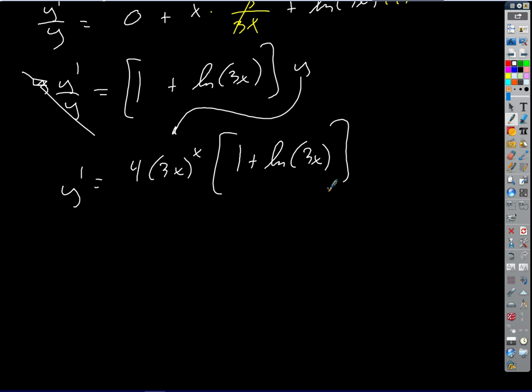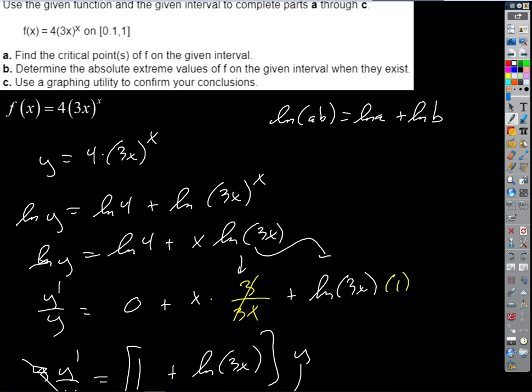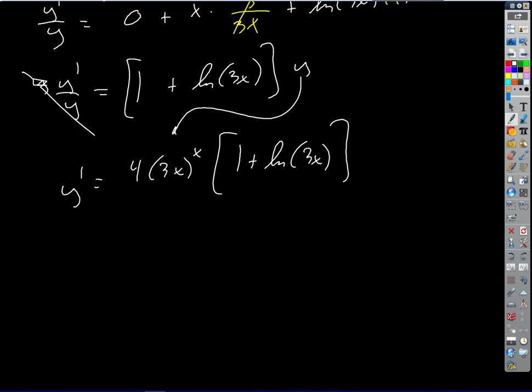Okay, now, this is where I wouldn't blame you if you looked at that and said, wow, that really looks terrible. How am I possibly going to know where the critical numbers are of that? But don't panic here, because we're doing this on a closed interval. We only care about the critical numbers on our interval. And our interval is from 0.1 to 1 inclusive.